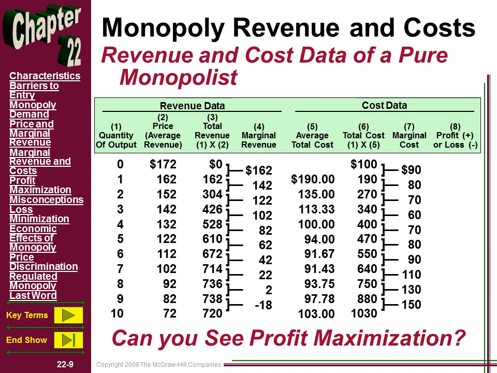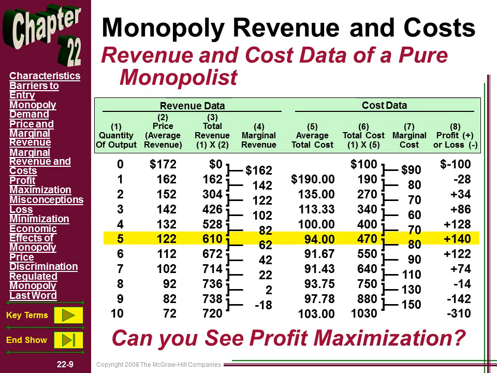But what happens at the 6th unit of output? The marginal revenue, the change in total revenue associated with producing the 6th unit of output is only 62, and the marginal cost, which is to say how much additional cost the firm incurs from producing that 6th unit of output, is 80. So at 6, marginal revenue is less than marginal cost. Therefore, this firm should produce 5 units of output and make an economic profit of $140, right?